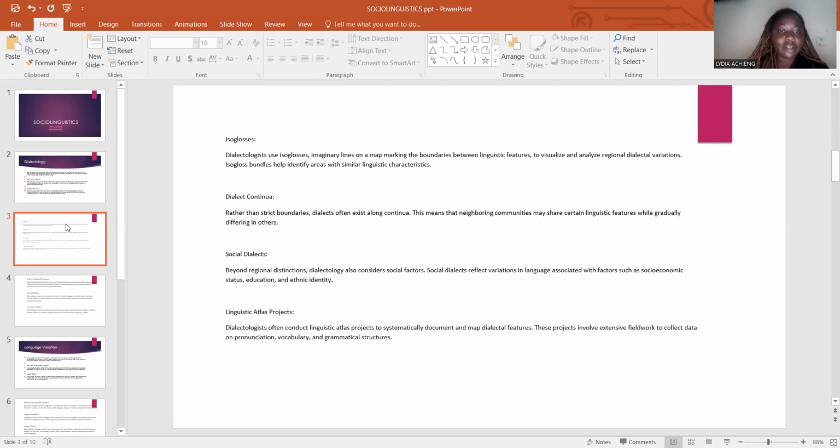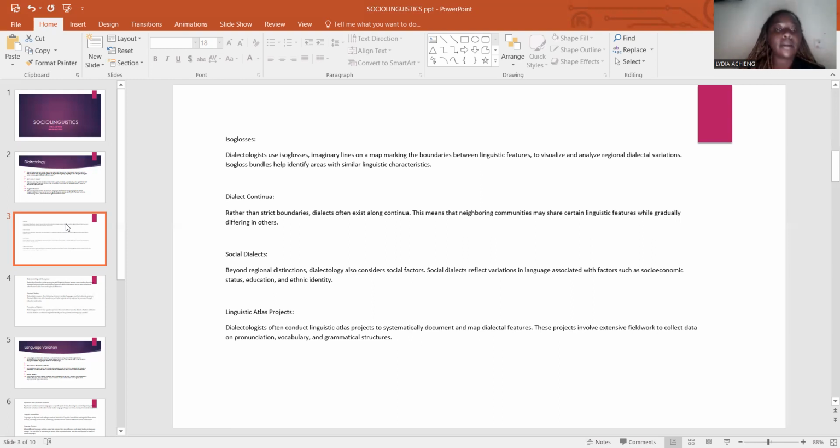Dialect continua. Rather than strict boundaries, dialects often exist along continua. This means that neighboring communities may share certain linguistic features while gradually differing in others.